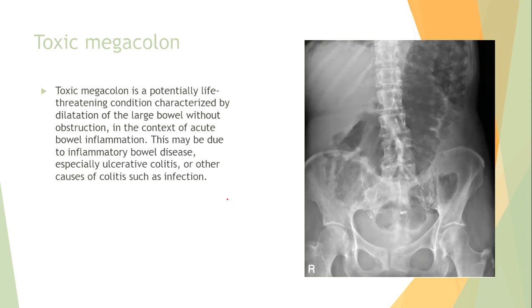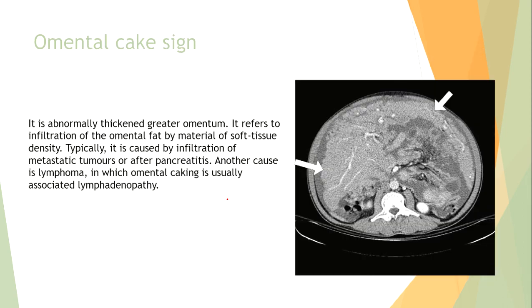Toxic megacolon. Toxic megacolon is a potentially life-threatening condition characterized by dilation of the large bowel without obstruction. In the context of acute bowel inflammation, this may be due to inflammatory bowel disease, especially ulcerative colitis, or other causes of colitis such as infection.